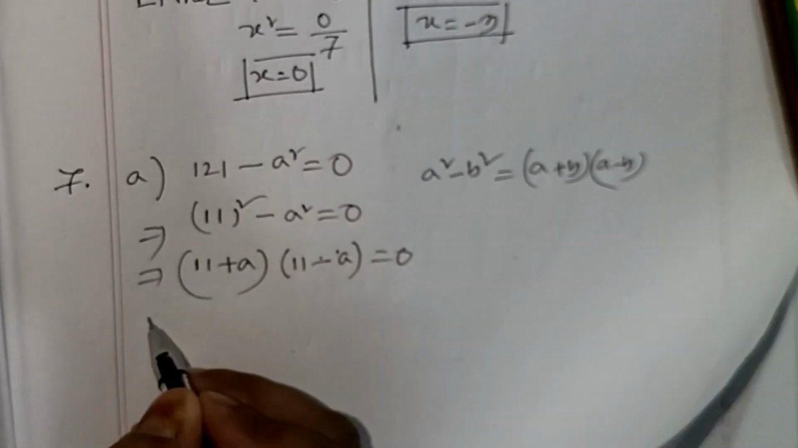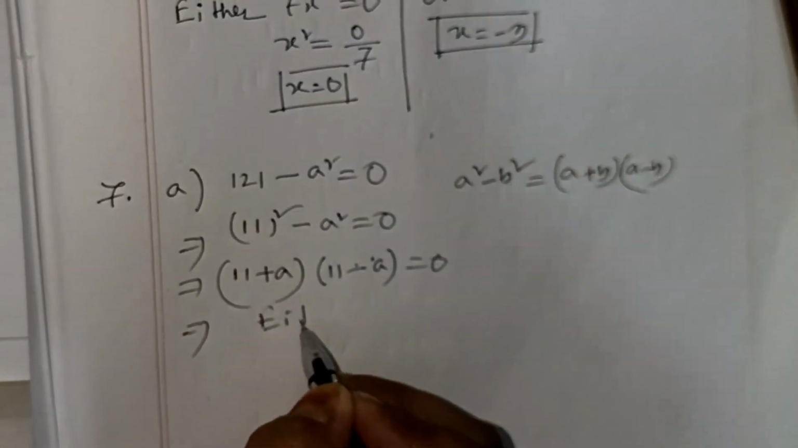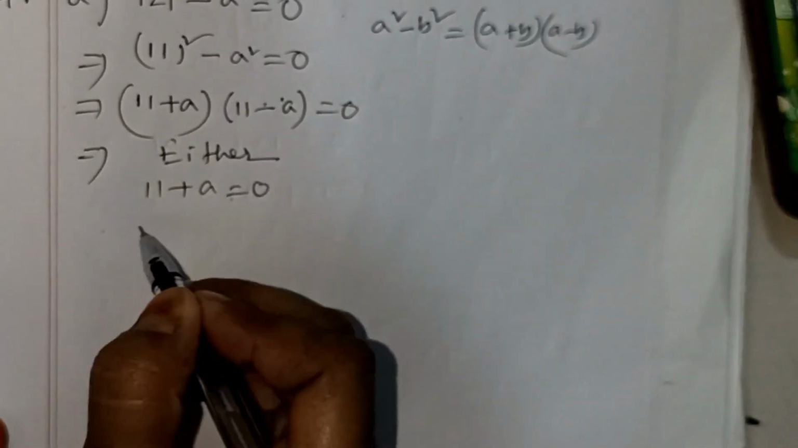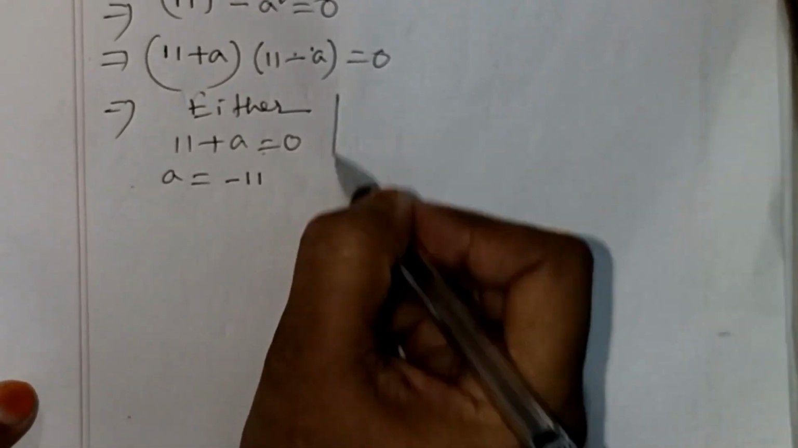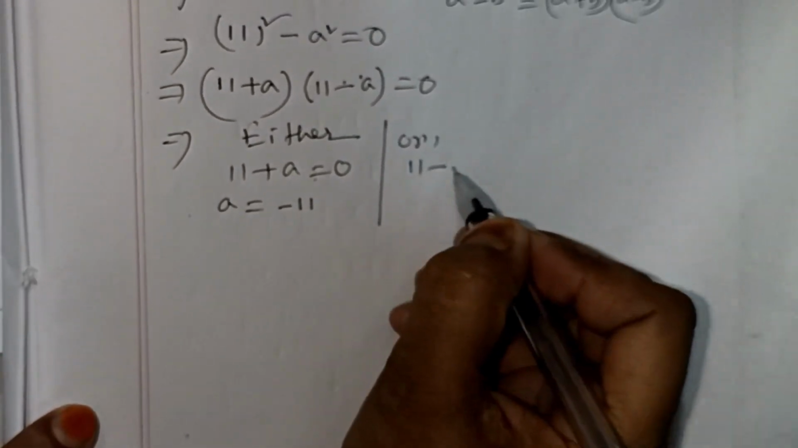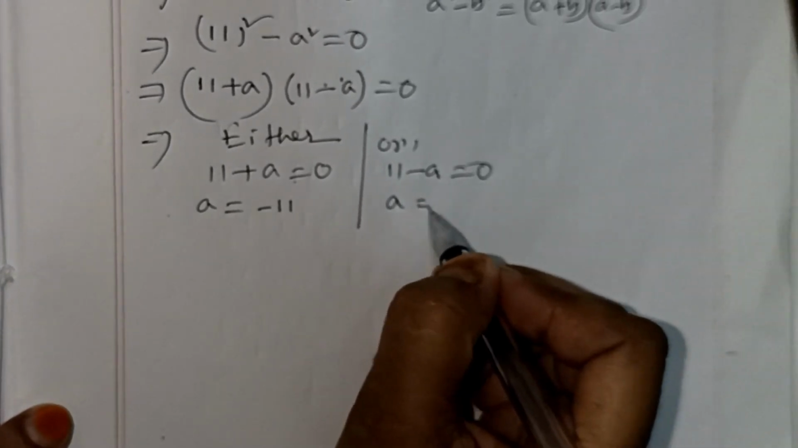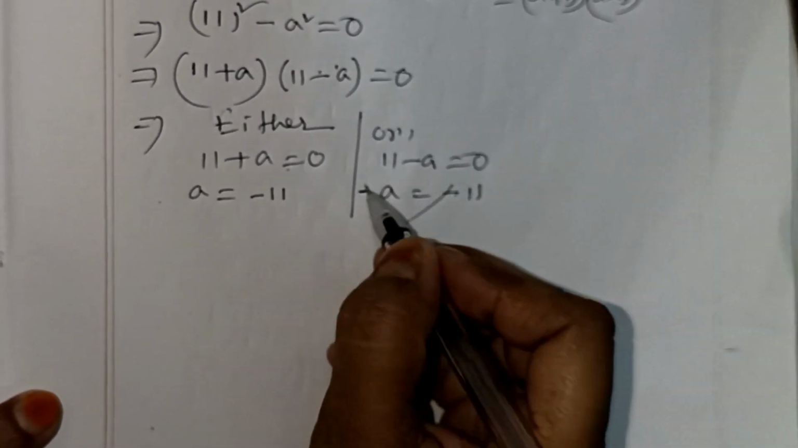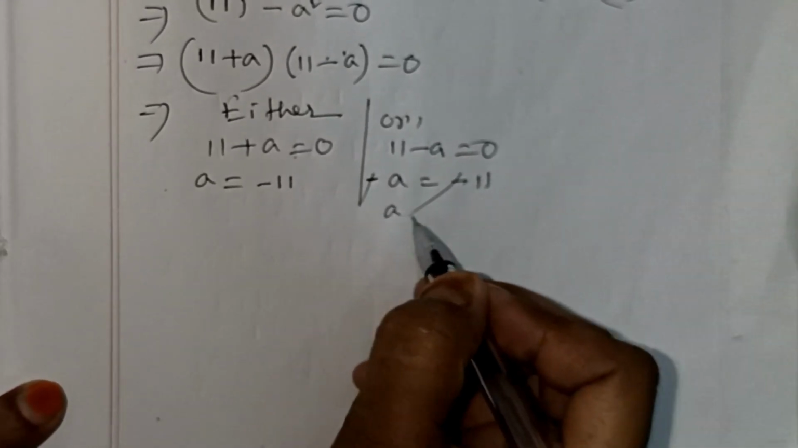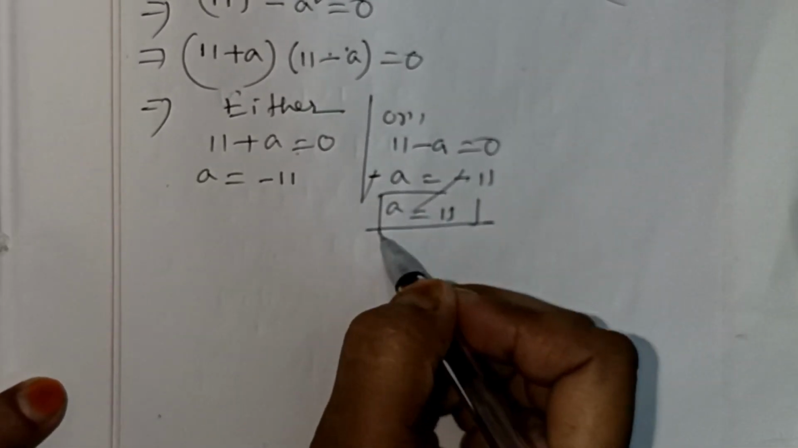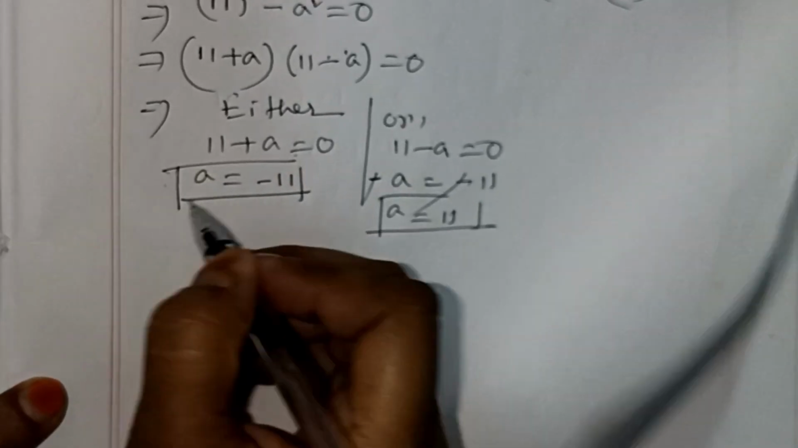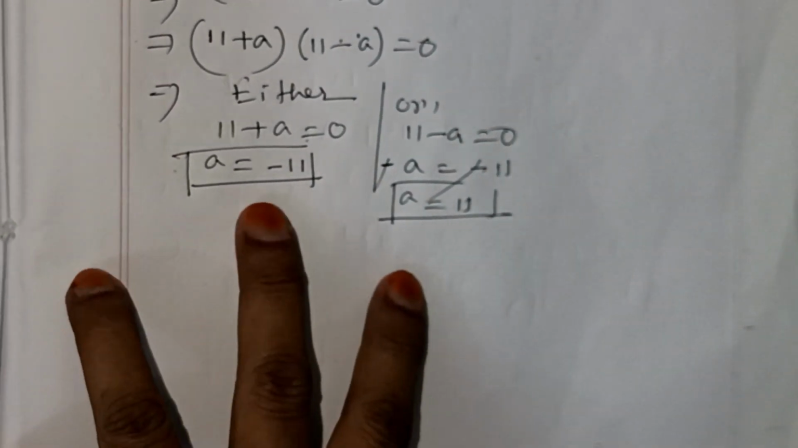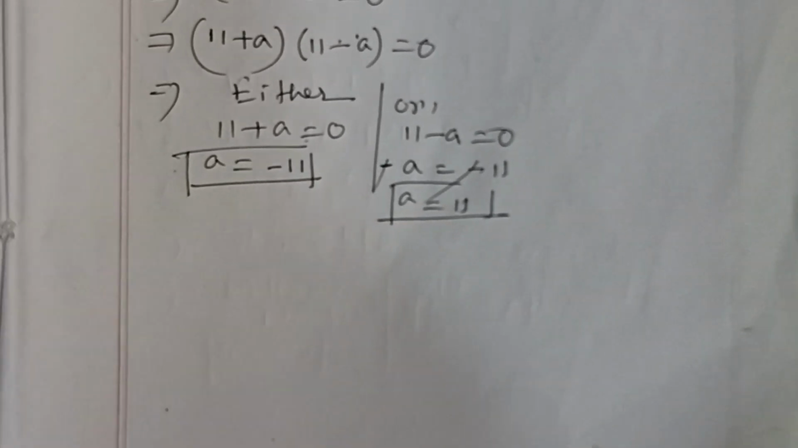So a plus b means 11 plus a. That's it. So either 11 plus a is equal to 0, so a is equal to minus 11, or 11 minus a is equal to 0. So minus a plus 11, it goes to the right hand side as minus 11. Both sides minus cut. So a is equal to 11. That's it. So two solutions we get here: a is equal to minus 11 and a is equal to 11. That's it.